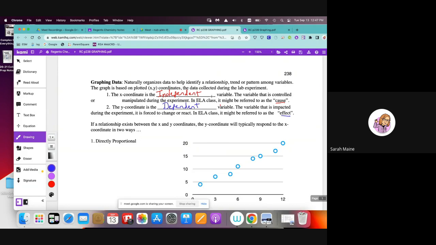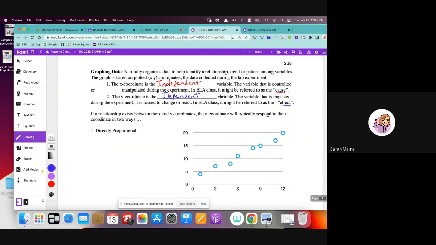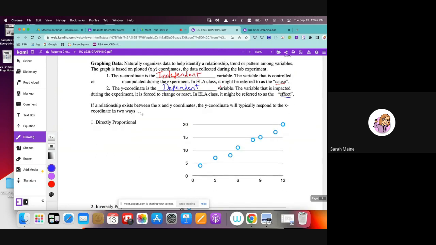So the variable on the x-axis, independent or the cause. On the y, we refer to as the dependent and as the effect. So the cause and the effect. If a relationship exists between these two variables, the y coordinate will typically respond to the x coordinate in two possible ways. So the first possibility is if the variables react or change is directly proportional to each other.